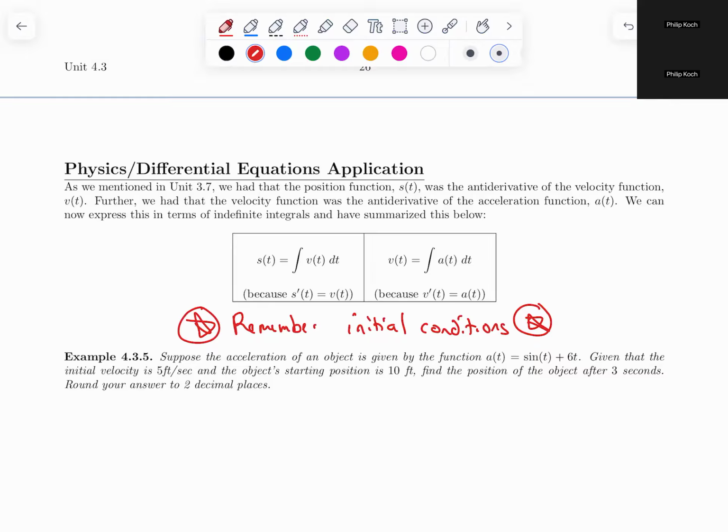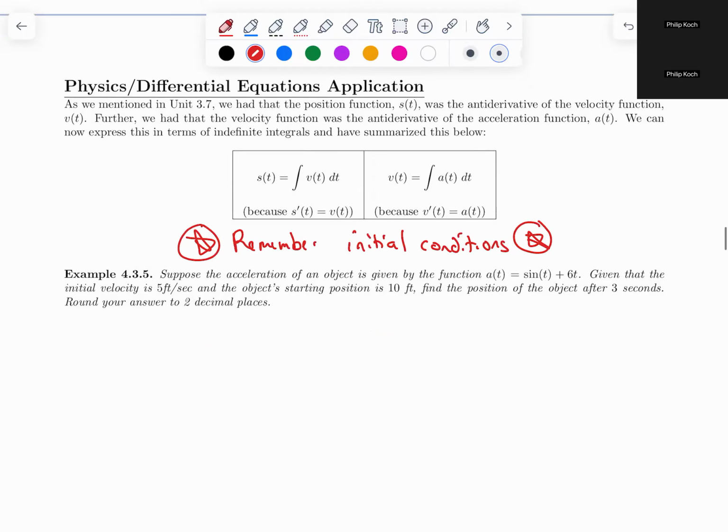suppose that the acceleration of a function is given by a of t equals sine t plus 6t. What is this object? I have no clue what object would follow that trajectory, but let's just say it exists. Given that the initial velocity is 5 feet per second and the object's starting position is 10 feet, find the position of the object after 3 seconds.